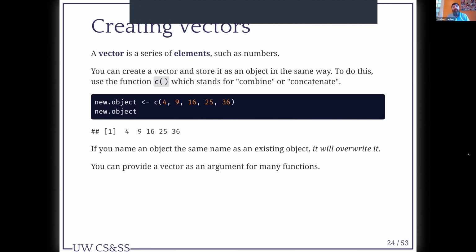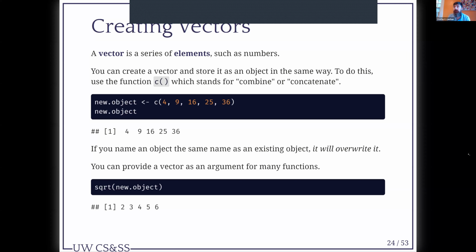Okay, so vectors in R. You can provide a vector as an argument for most functions in R. So instead of having to give something like square root a single number, I can give it an arbitrarily large set of numbers. For instance, I can do square root on new object, and what it does is provide the square root one at a time for each element of that vector. I pick perfect squares, 4, 9, 16, 25, 36, so I can run square root on them and get 2, 3, 4, 5, 6. So square root basically runs down that vector one element at a time and gives you the square roots of them, okay?